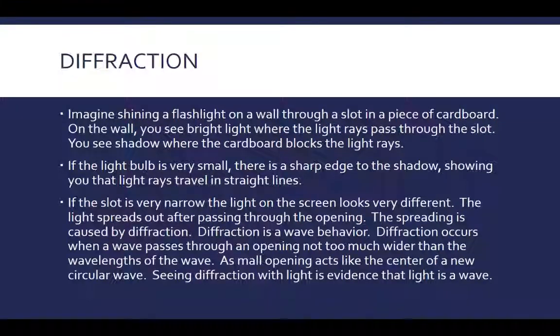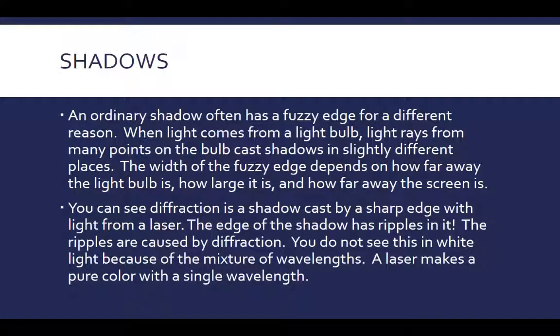So what does this have to do with shadows? If you look at an ordinary shadow, it often has fuzzy edges. But this is because of a different reason. When light comes from a light bulb, light rays from many different points on the bulb are casting different shadows in different places. The width of the fuzzy edge depends on how far away the light bulb is, how big it is, and how far away the screen is that you're projecting upon.